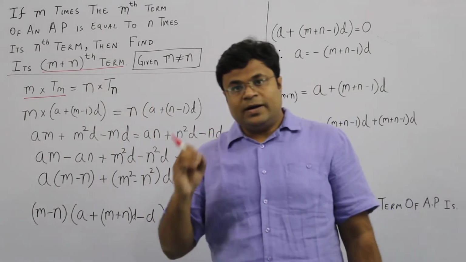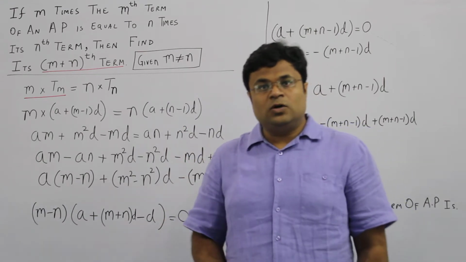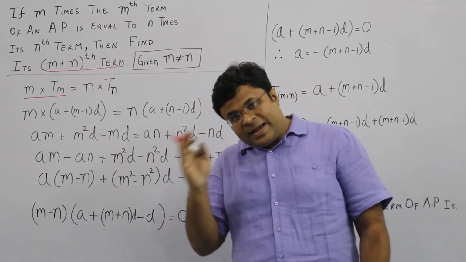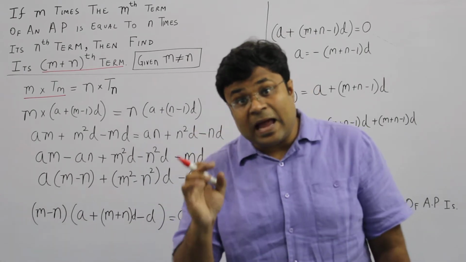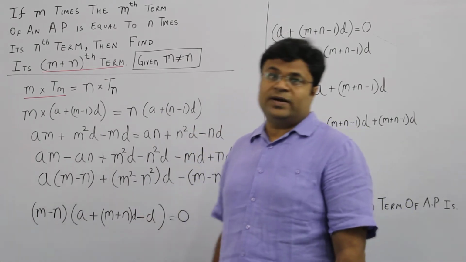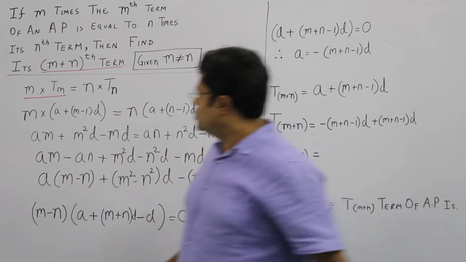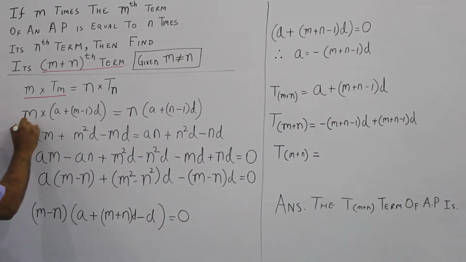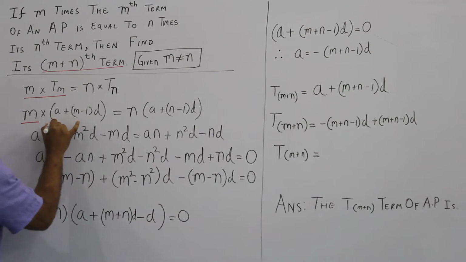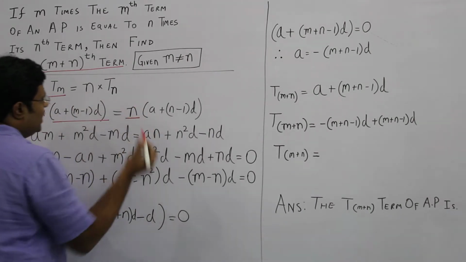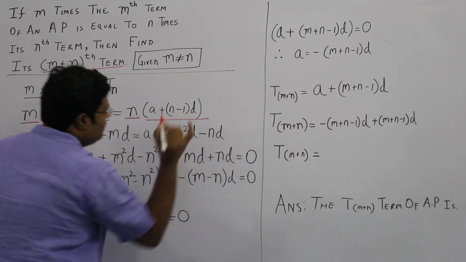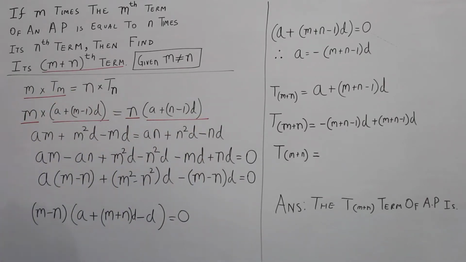Now you know Tm will be equal to a plus (m minus 1)d, and Tn is equal to a plus (n minus 1)d. So just put the values. Tm is a plus (m minus 1)d. Instead of m we put n, and Tn is a plus (n minus 1)d.